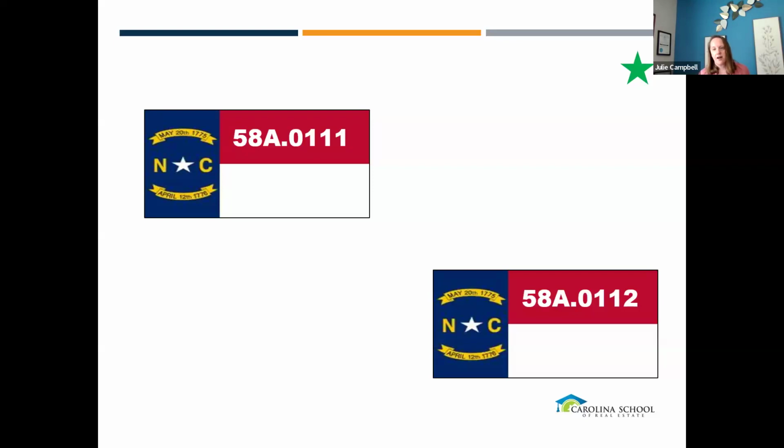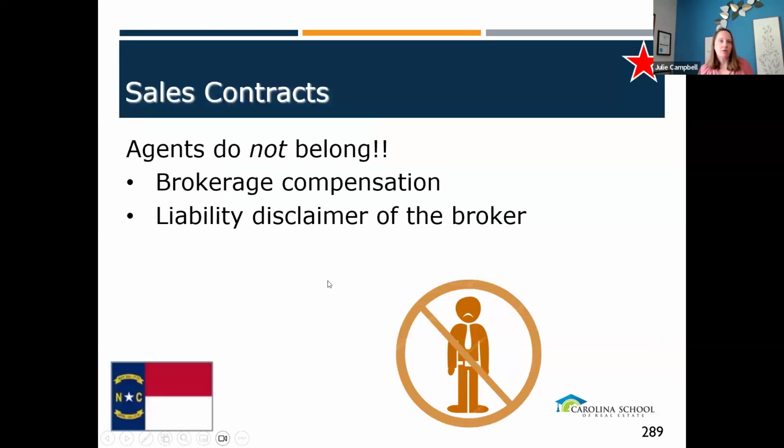The sales contract. The parties of the sales contract are the buyer and the seller. Did I say anything at all about the real estate agent? The parties to the contract are the buyer and the seller. Thus, we don't belong in the sales contract. It's not my contract. I'm just assisting the parties with it. So the big picture, any mention of us whatsoever does not belong in the contract.